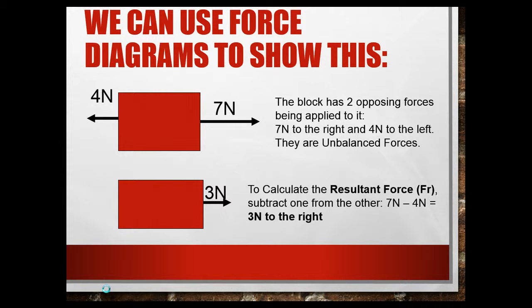Here are some force diagrams, and we're going to practice this in class. You have an object, and a lot of times that object is going to be represented by a box. You don't have to draw the actual object, you could just draw a box. Here we have a box, and it says the block has 2 opposing forces being applied to it: 7 newtons to the right and 4 newtons to the left.